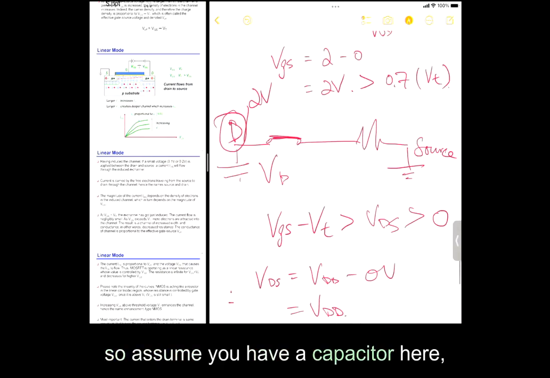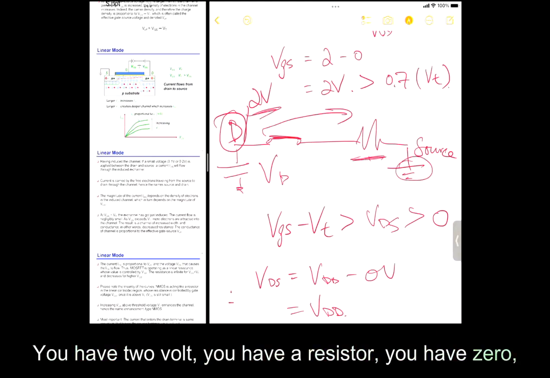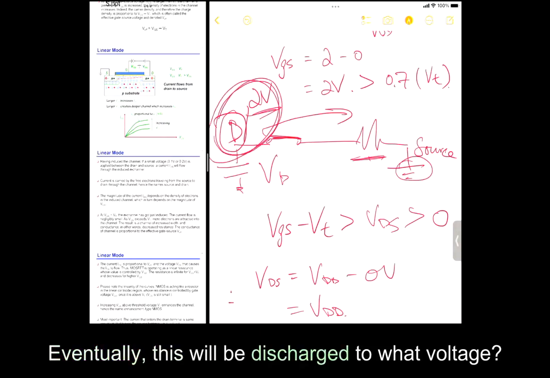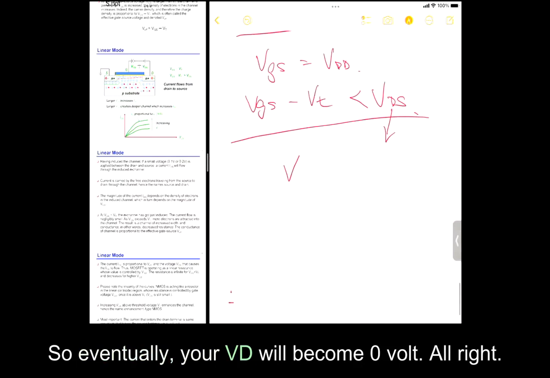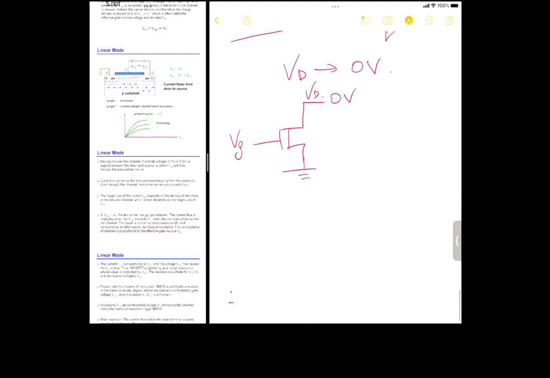Assume you have a capacitor here. There will be current flowing through. You have 2 volt, you have a resistor, you have 0. There will be a current flowing from your drain to your source. Eventually, this will be discharged to what voltage? 0. Yes, so eventually your VD will become 0 volt. That's your VD, and that's your VG.